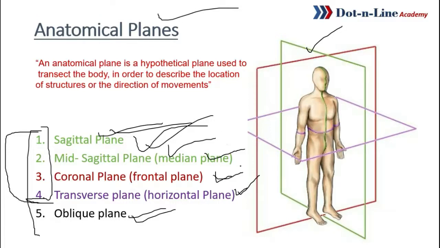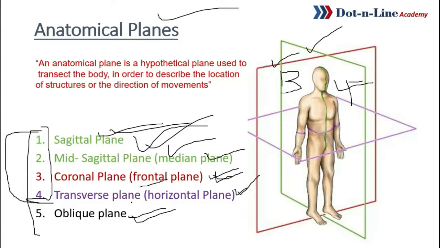Coronal plane: when the body gets divided in front and in back like a mirror, this red plane will be passed through the body like a mirror, and it is divided in front and in back. Then it will be a coronal plane. It is also called frontal plane.